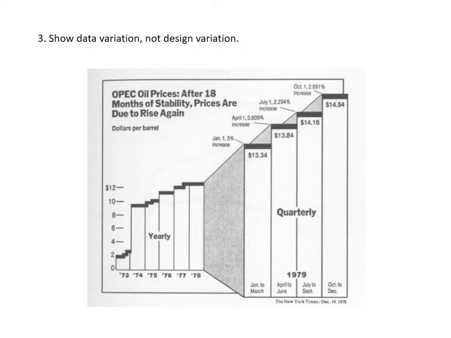So the third rule is show data variation, not design variation. And so this is an example where you're in the middle of a bar graph, you're zooming in on one particular year. So the first half of the bar graph, you're going from 1973 to 1978, and then you're highlighting or zooming in on variation within 1979, and this is generally considered to be bad practice.